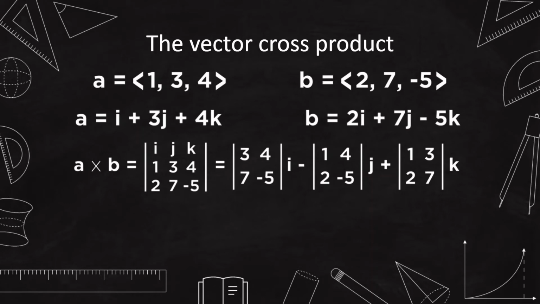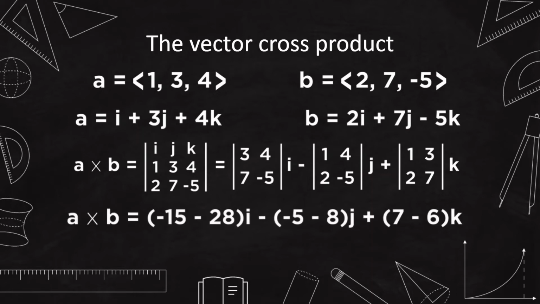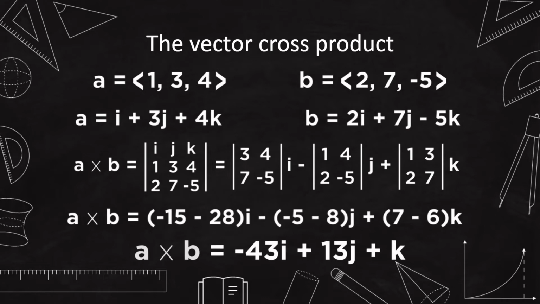get i times the determinant of this two by two matrix, minus j times the determinant of this one, plus k times the determinant of this one, and you can find each one of these determinants. First we have negative 15 minus 28, then negative 5 minus 8, and then 7 minus 6. Simplifying and combining with the unit vectors, we are left with negative 43i plus 13j plus k.